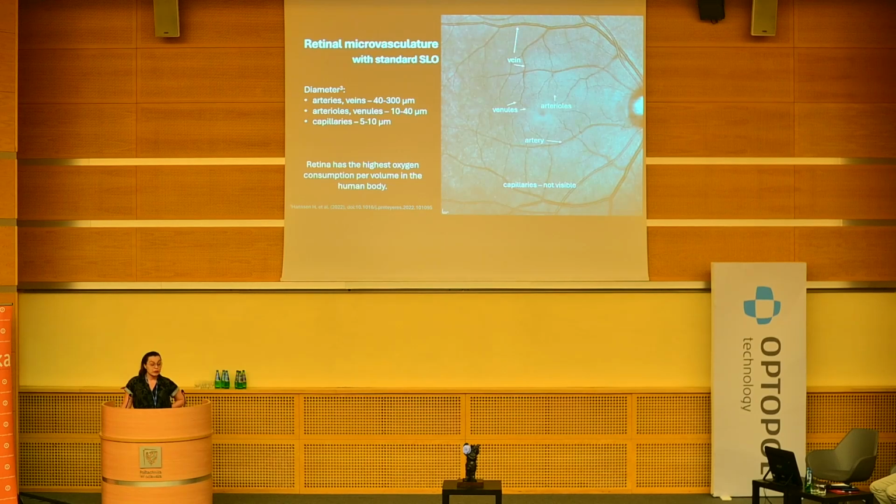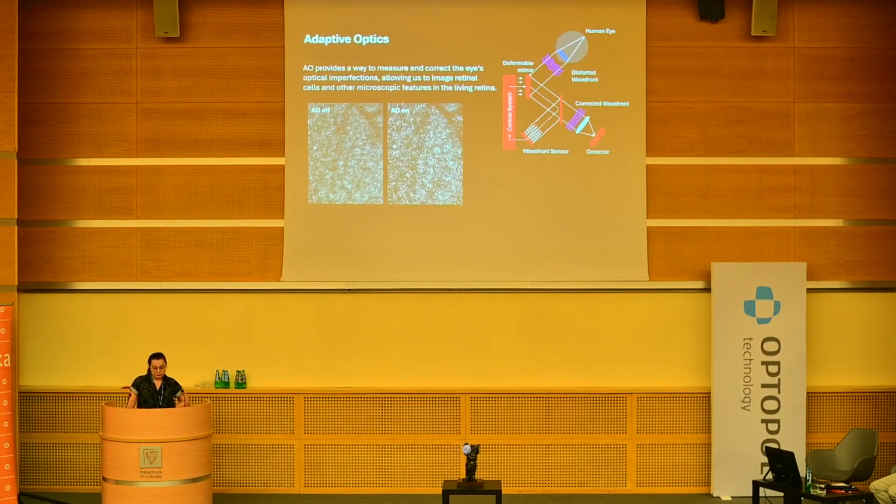Retinal microvasculature might be divided by size into the following: the biggest vessels, arteries and veins, medium-sized arterioles and venules, and the smallest ones, capillaries. As you can see in a standard SLO image, only the big vessels and medium-sized vessels are clearly visible. The smallest ones, capillaries, are not visible. The resolution is insufficient. But we can use adaptive optics to image them.